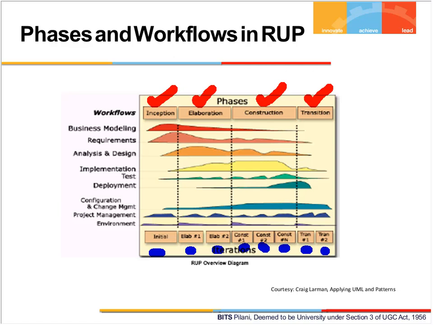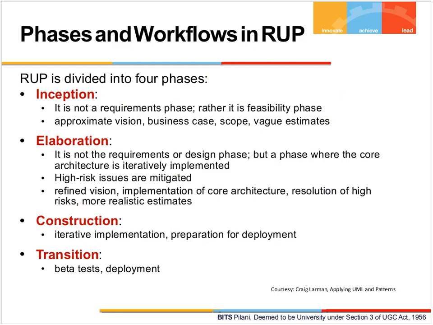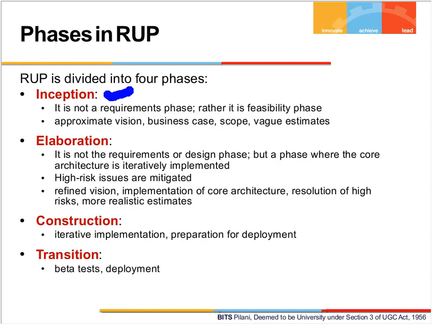Let me go back to my previous slide and give you an overview of what each phase is about. Your first phase is the inception phase. This is somewhat equivalent to the feasibility study phase, right? It is not the requirements phase; rather it is a feasibility study phase where the aim is to develop an approximate vision, identify the business scope, and provide vague estimates, right?